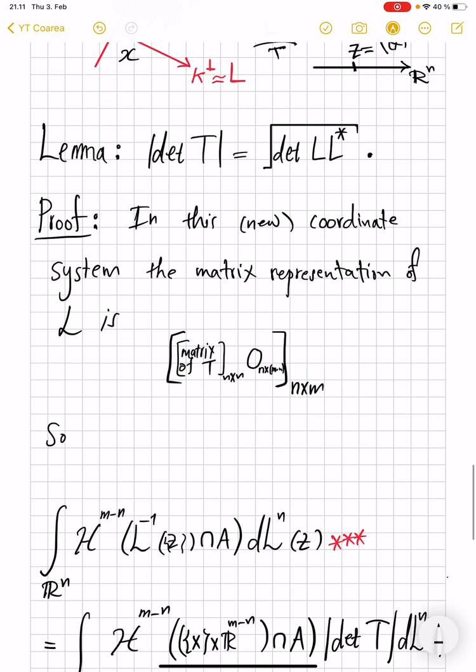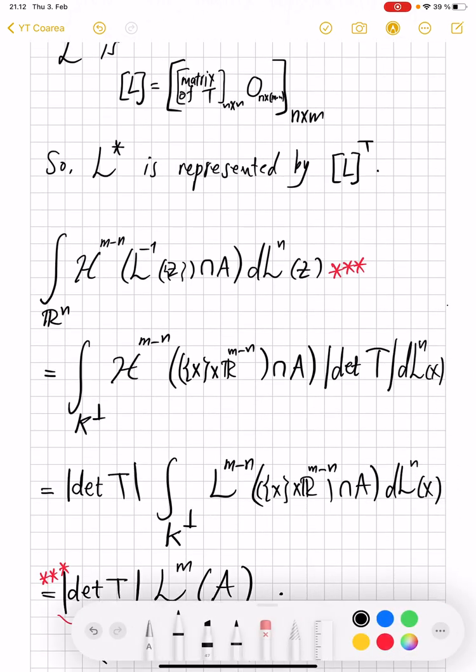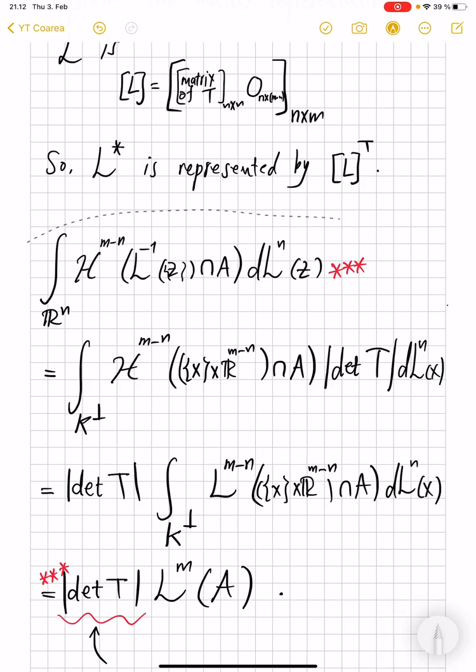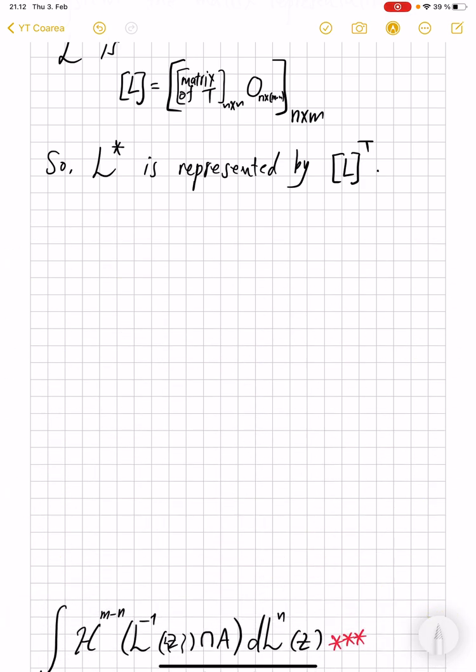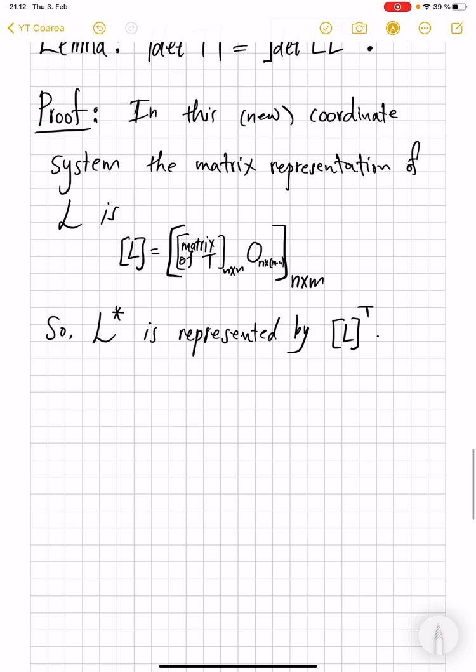Therefore, the matrix representation of L adjoint is represented by, so let me write maybe L for the matrix of it. So this will be the transpose of that. So this is just linear algebra fact, and it's quite deep when you think about it, but it says that the matrix representation of the adjoint is just transpose of the corresponding matrix.